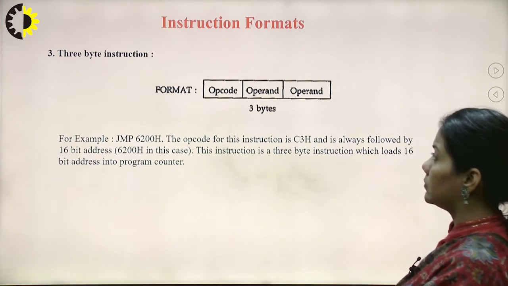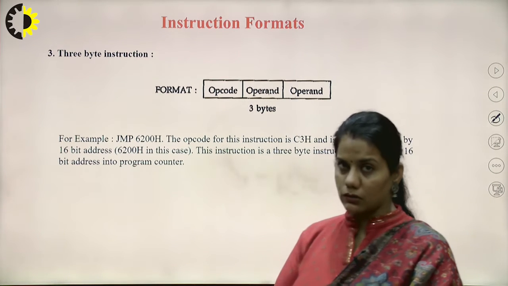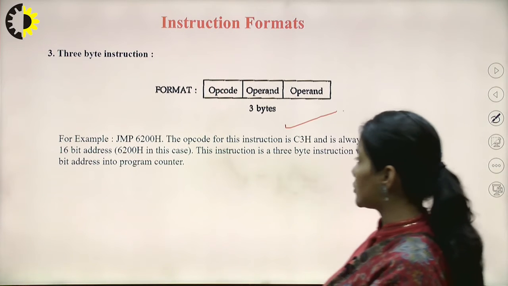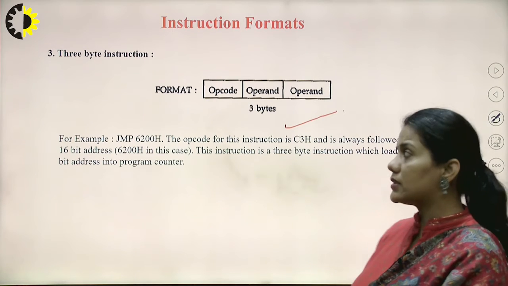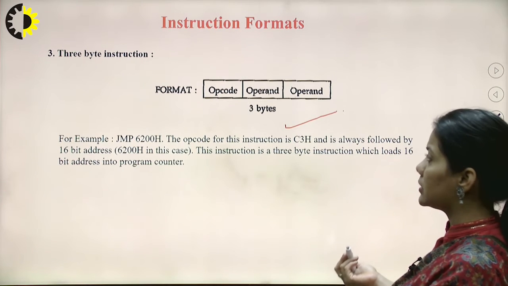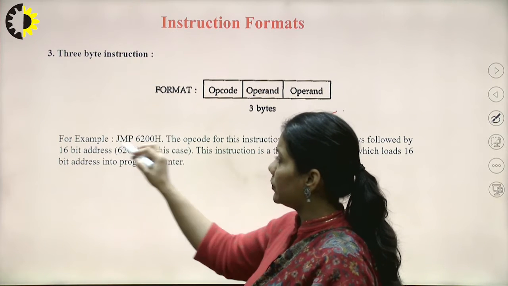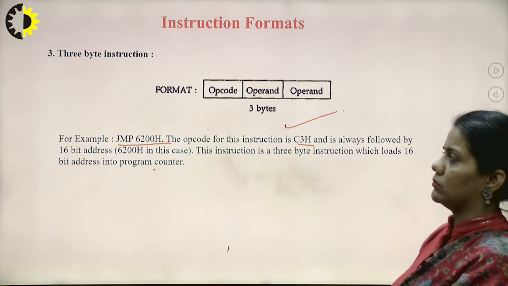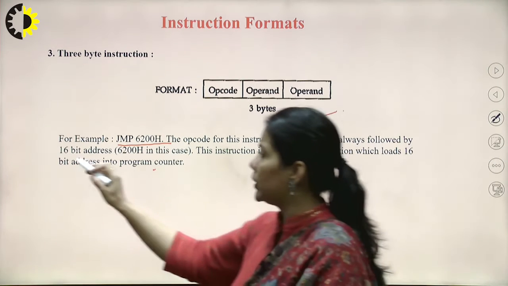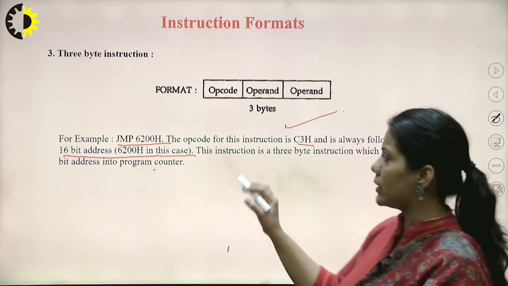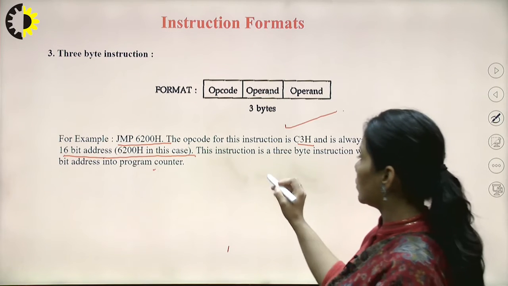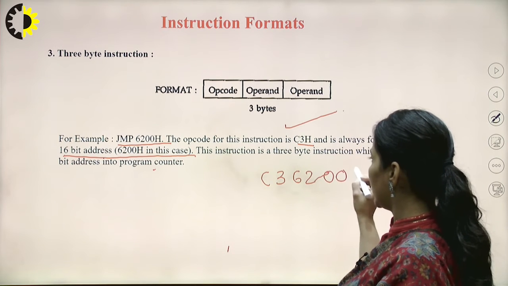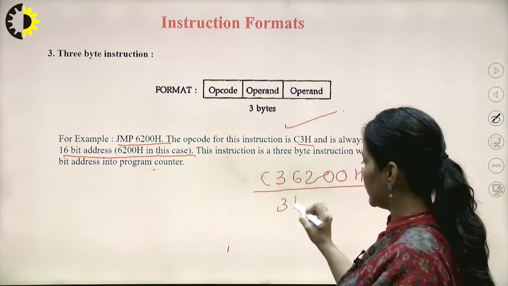The third format in 8085 is the 3 byte instruction, that is, opcode, first operand and then second operand. Let's understand this through an example. Suppose there is JMP 6200H. The opcode for this instruction is C3H and it is always followed by a 16-bit address. In this case, the address is 6200H. So in this way, the complete format becomes C3 6200H, and 3 bytes are covered.